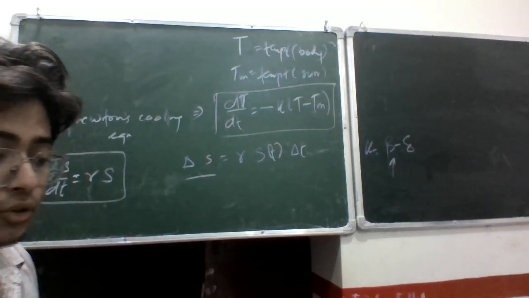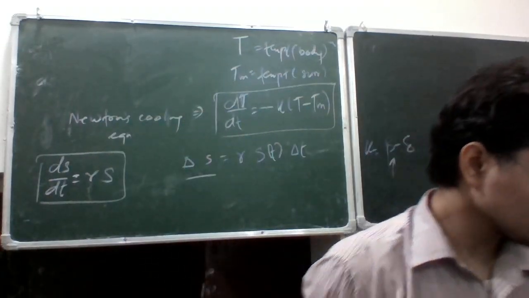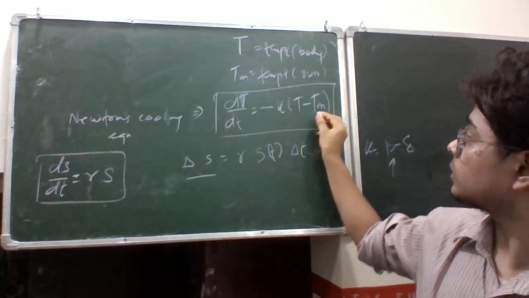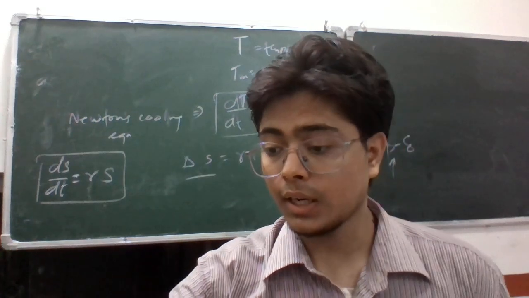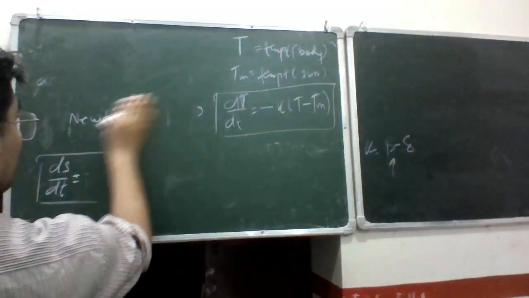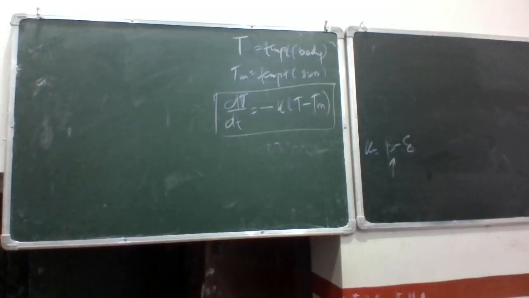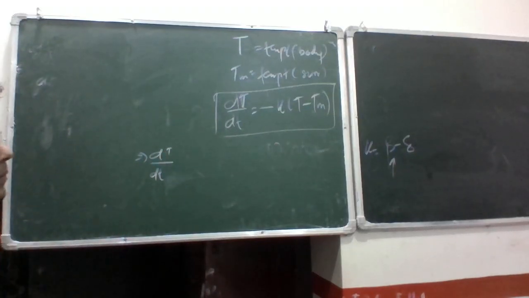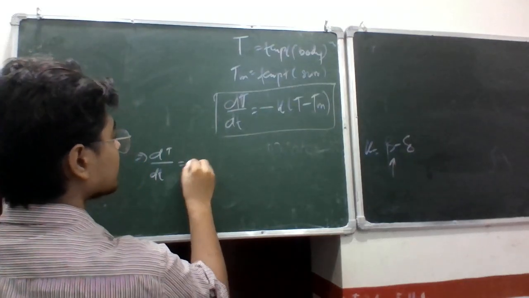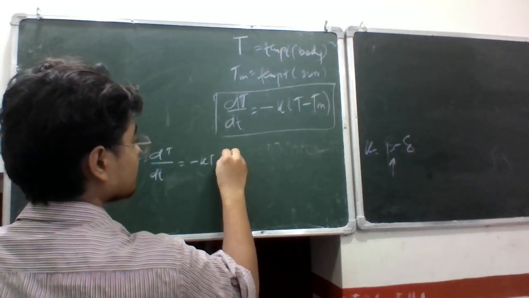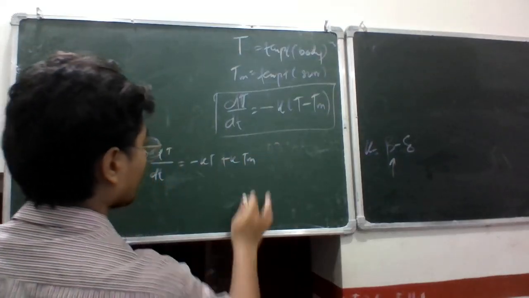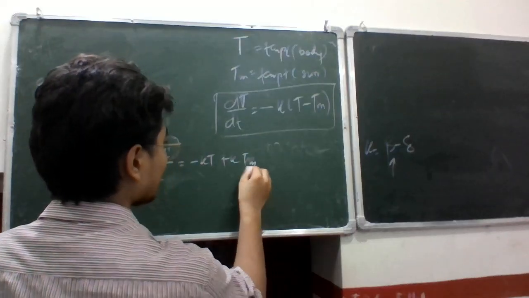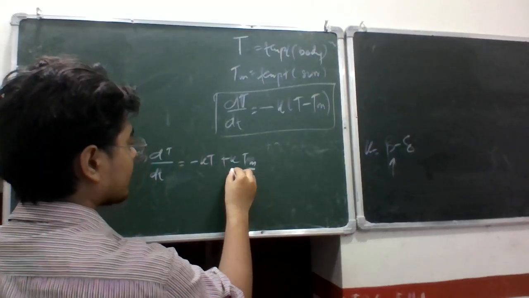Let's try to find out the solution of this differential equation. If we multiply minus k inside the bracket, that will give us minus kT plus kTm.